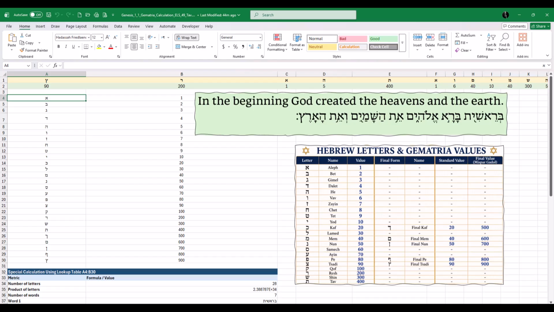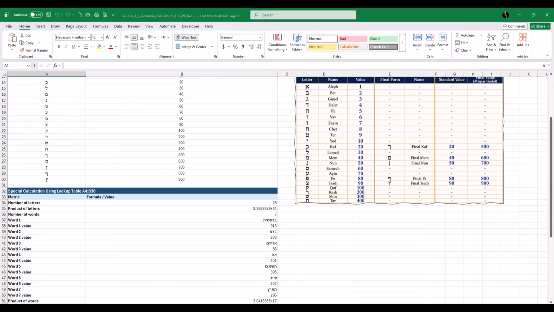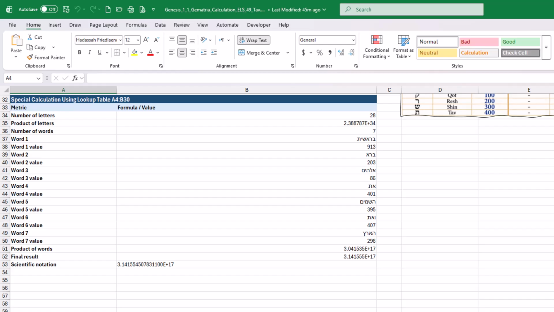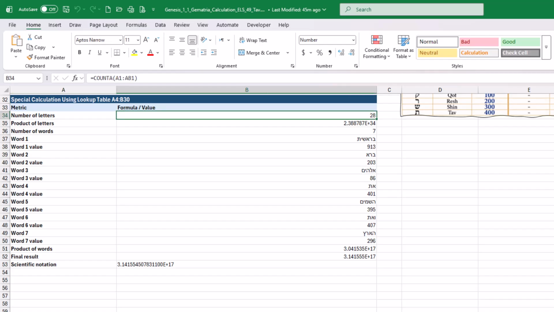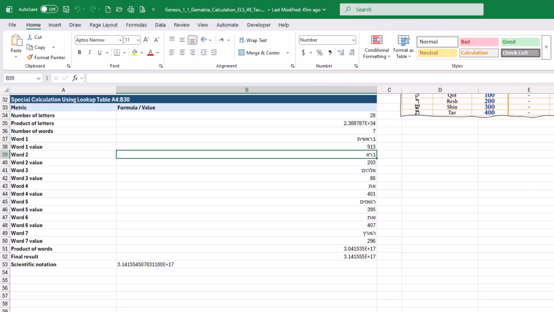So using the calculation that Dr. Missler showed us on the screen, what we can do is we can use Excel to calculate this out. Let's take a look and see how it did. It's absolutely astonishing, by the way. So if I come here and I find the number of letters, then I get the product of the letters. This is scientific notation. This is saying 2.39 followed by 34 zeros. The number of words is 7. And then it calculates the value of each word. So here's one. Word 1 is worth 913 points. Word 2 is worth 203, and so forth.